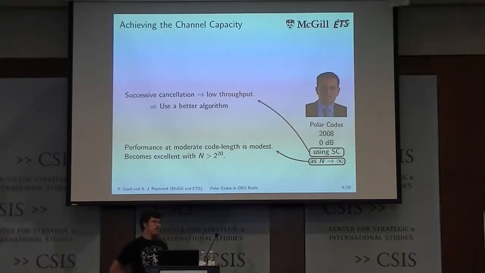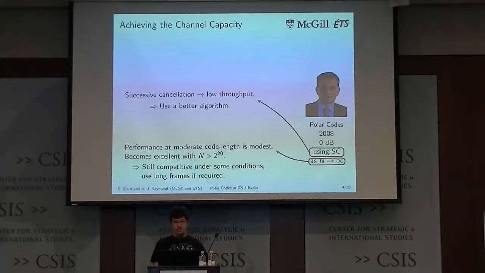And the other issue, as I said, is that we don't want to deal with infinite length frames. Polar codes are provably capacity achieving if they are infinite length. In practice, their performance at moderate length is modest. They become very good with extremely large frames. But the truth is, if we make a fair comparison, they are still very competitive with moderate length if you compare against LDPC or so. I'll come back to that at the very end of the presentation.